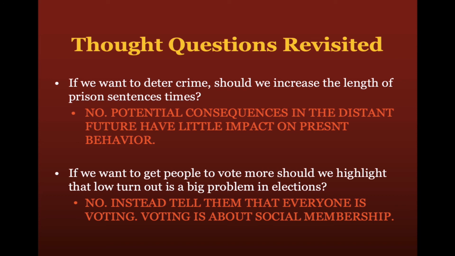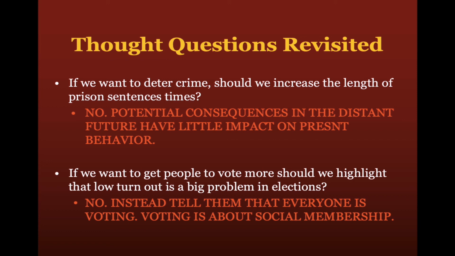All right, so let's go back to our thought questions really quickly from the beginning of the class. The first one was, if we want to deter crime, should we increase the length of prison sentences? Based upon data that's been collected, they found that no, that's not a good way of deterring crime, because people don't look far enough into the future to think about the consequences of their actions. And also, people tend to think that they're going to get away with the crime, so it doesn't really matter what the punishment is, because I'm not going to get caught anyway. So that's not an effective way of deterring crime.